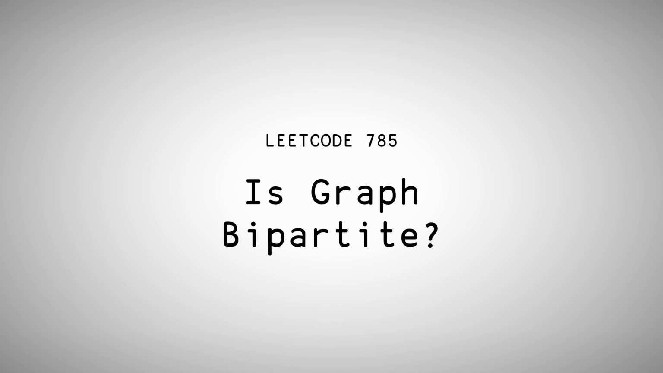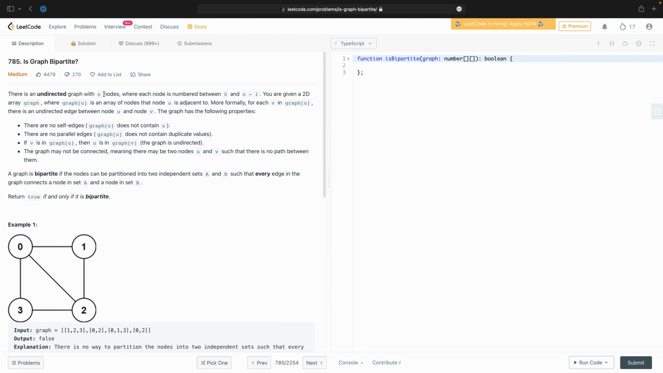Today we are trying to decide whether a graph is bipartite or not. So the problem is that there is an undirected graph with n nodes, where each node is numbered between 0 and n minus 1. You are given a 2D array graph, where graph[u] is an array of nodes that node u is adjacent to. More formally, for each v in graph[u], there is an undirected edge between node u and node v.